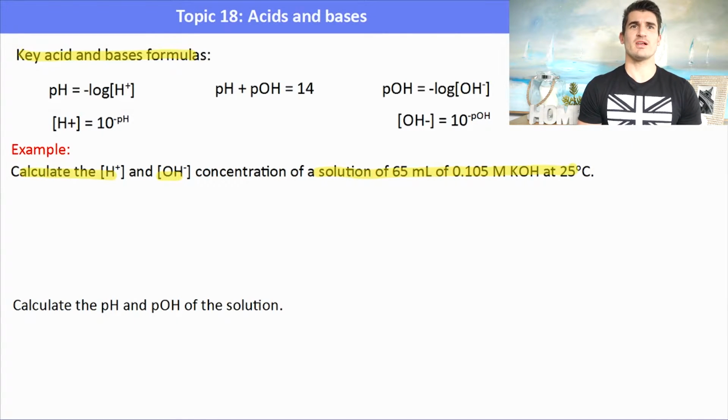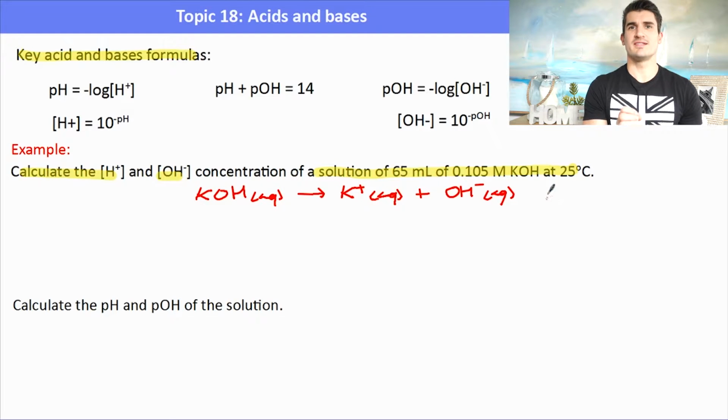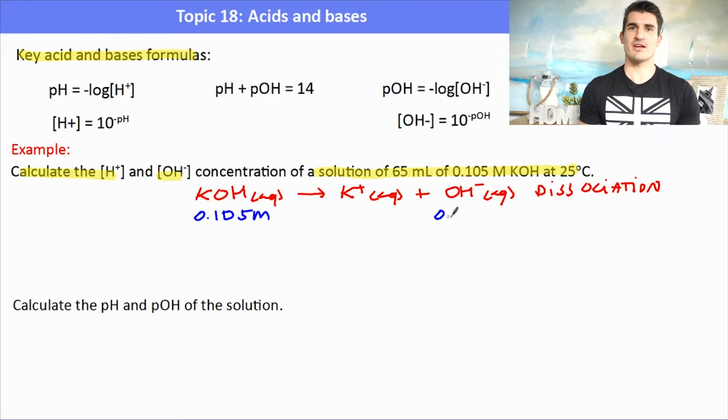So calculate the H plus and OH minus concentration of a solution of 65 ml of 0.105 molar KOH at 25 degrees. So start by writing an equation. KOH dissociates into K plus and OH minus. It dissociates because it is an ionic compound. It's an alkaline substance. It dissociates. So that means we have 0.105 molar KOH. The 1-to-1 ratio suggests that we would also have 0.105 molar OH minus. So we've worked out our OH minus.